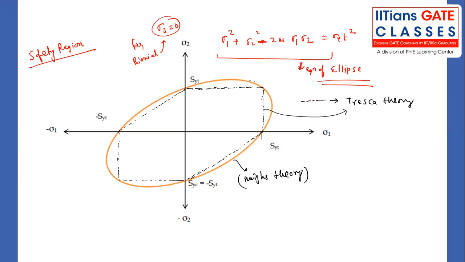The larger area has been given by Hencky's theory. The smaller area has been given by what? Tresca's theory. Automatically, which is going to give the more factor of safety? Hencky's theory only, or maximum strain energy theory, or total strain energy theory. See, if you consider one point here, after loading condition, you got the point P here. So according to Tresca's, it is automatically failed. But according to Hencky's, still it is not failed.